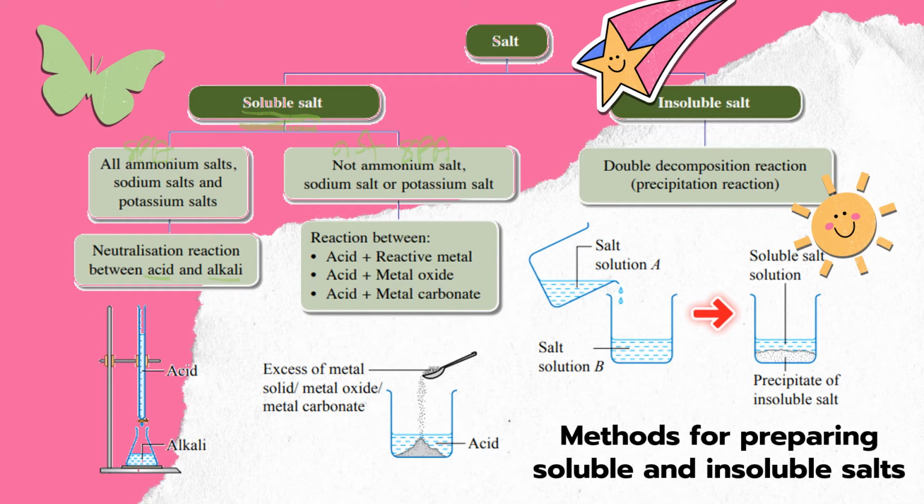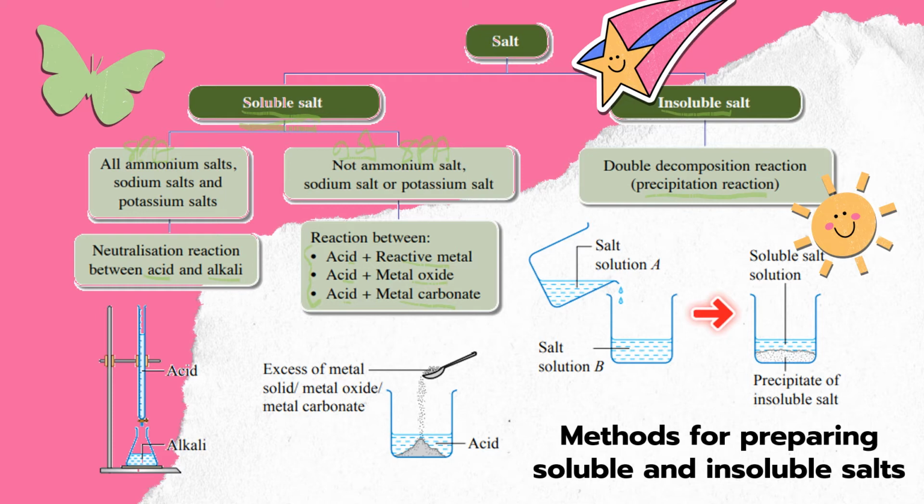For a soluble salt that is not a sodium, potassium, or ammonium salt, we can choose one of these three: acid plus reactive metal, acid plus metal oxide, or acid plus metal carbonate. All of these produce a soluble salt. Next, insoluble salt. Only one reaction produces an insoluble salt, which is the precipitation reaction or double decomposition reaction.